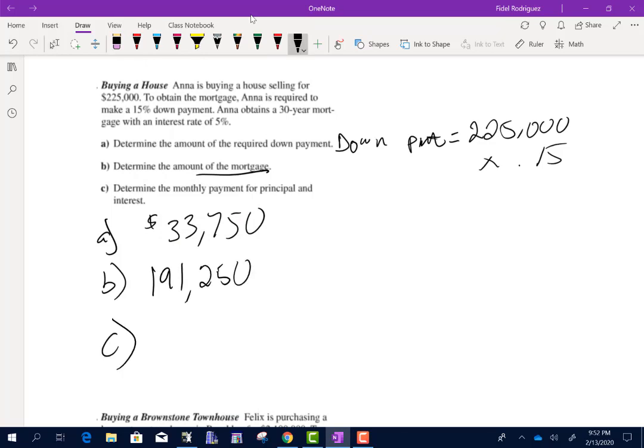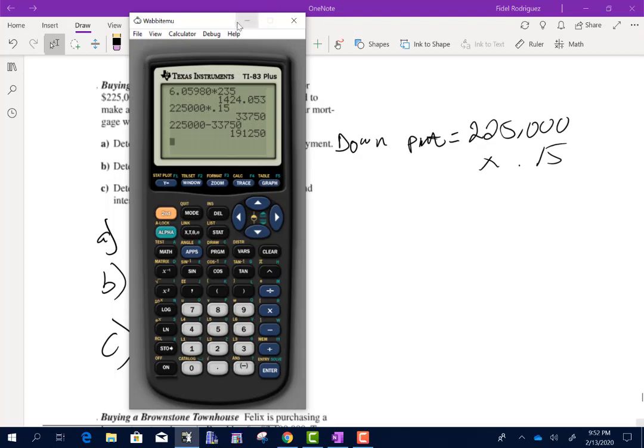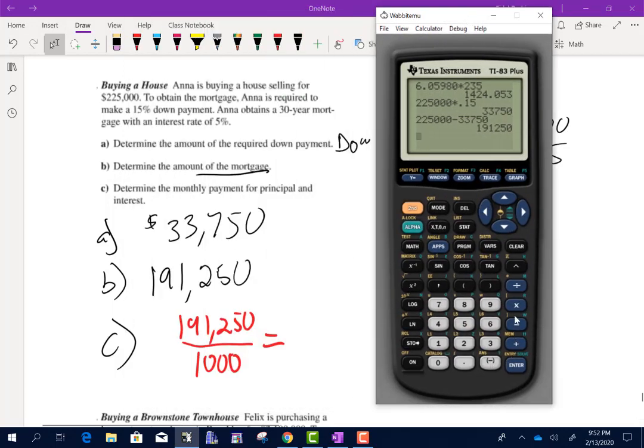$191,250. Okay. Now, Part C says, let's find the monthly payment for principal and interest. So remember what we're going to do. We're going to take 191,250. We're going to divide it by 1,000. So let me grab my calculator again. Look, there's that number right there. Just divide it by 1,000. 191.25.